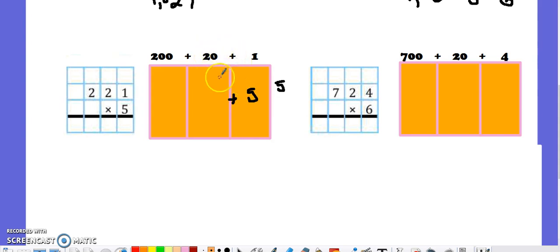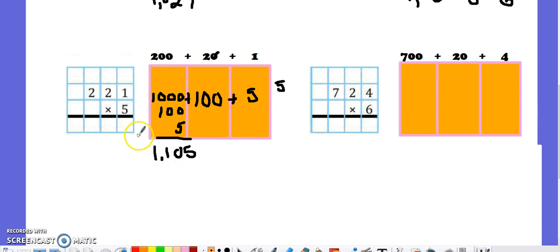5 groups of 20, 5 times 2 is 10. Add a 0 because there is a 0 in 20. That's 100. And then 5 groups of 200, again, 5 times 2 is 10, but there are 2 more zeros in that 100, so it's 1,000. And add all of these together. 1,000 plus 100 plus 5 is going to give me 1,105.